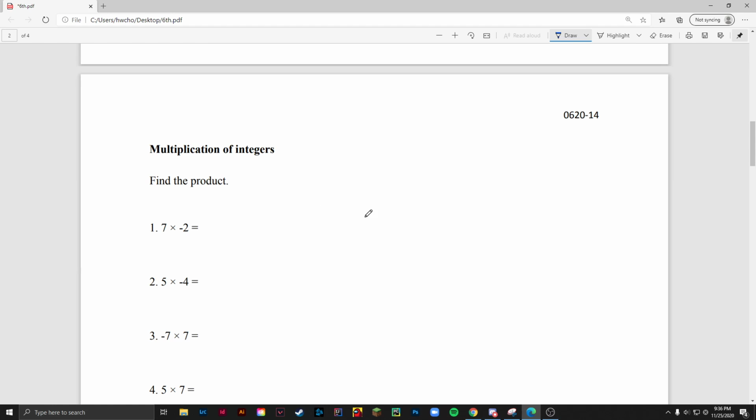Alright, the next page is going to be about multiplication of integers. So, our goal here is to find the product. 7 times negative 2 is negative 14. Why? 7 times, let's just take out the negative for now. It's just 7 times 2 is 14. We already know that. But we have one negative sign, and one negative is a negative when you're multiplying across.